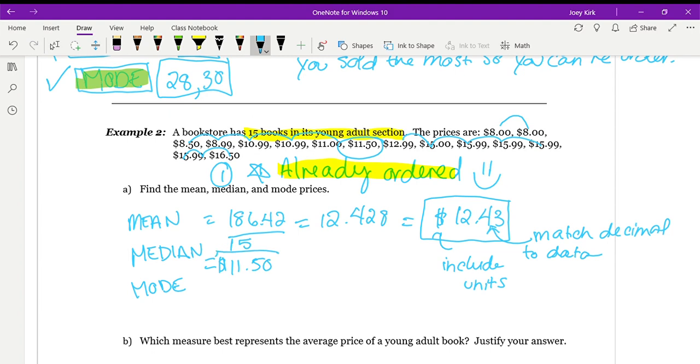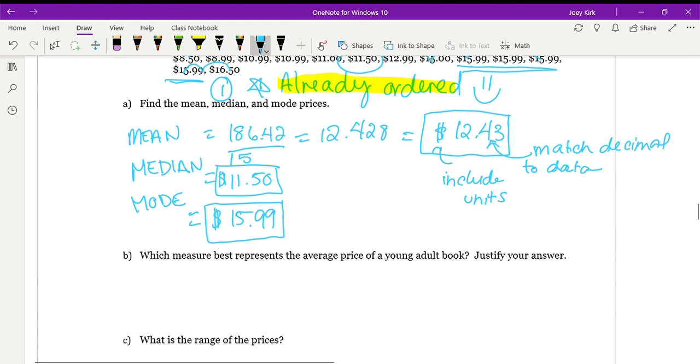$11.50. And our mode, the most frequently repeated number, is going to be, it looks like the end here, we have $15.99 repeated a couple of times. So this is going to be $15.99. Now, we've got all of those numbers.